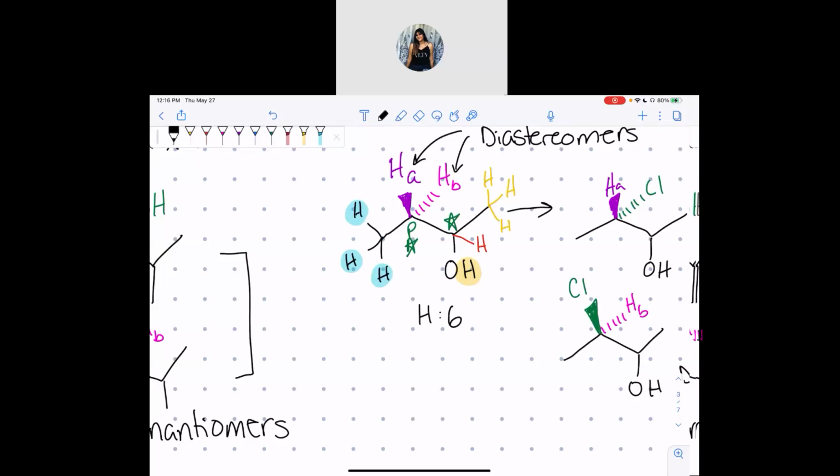For funsies, someone tell me how many carbon signals there are. 4, exactly. 1, 2, 3, 4. Carbon tends to be much more straightforward.